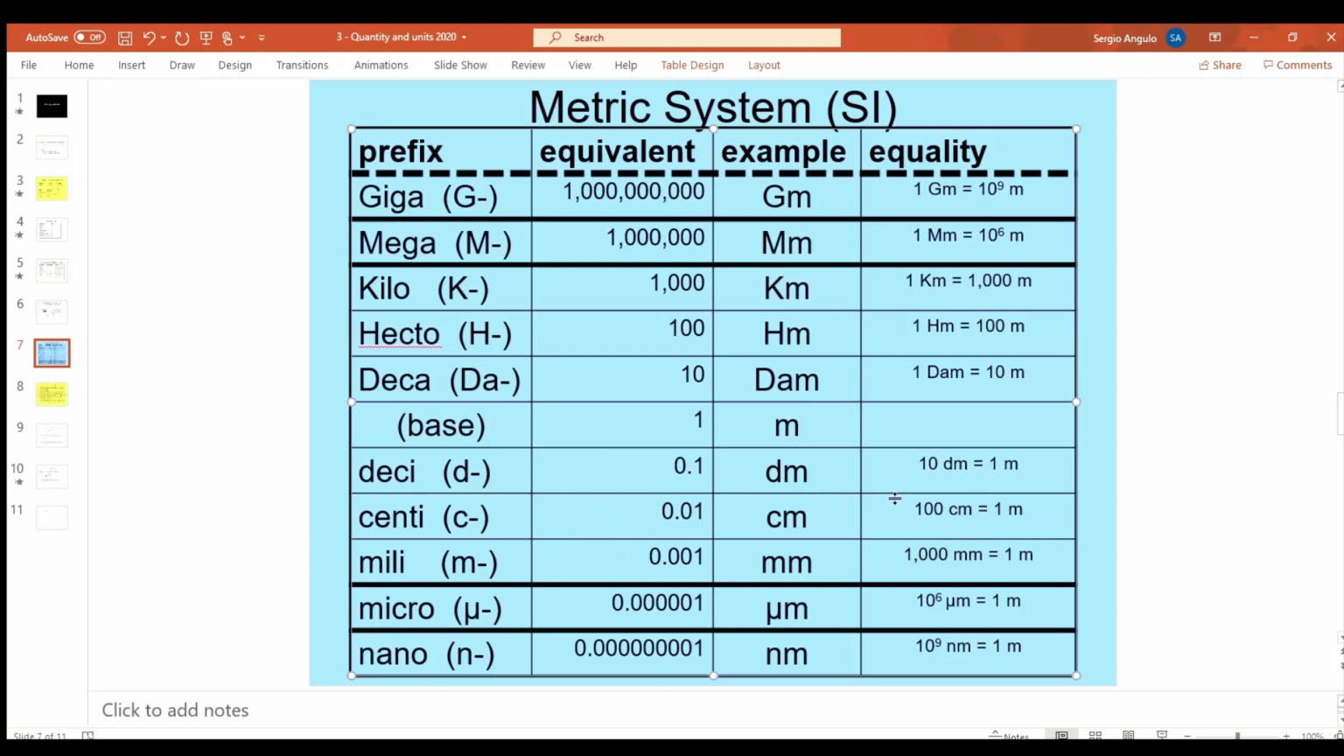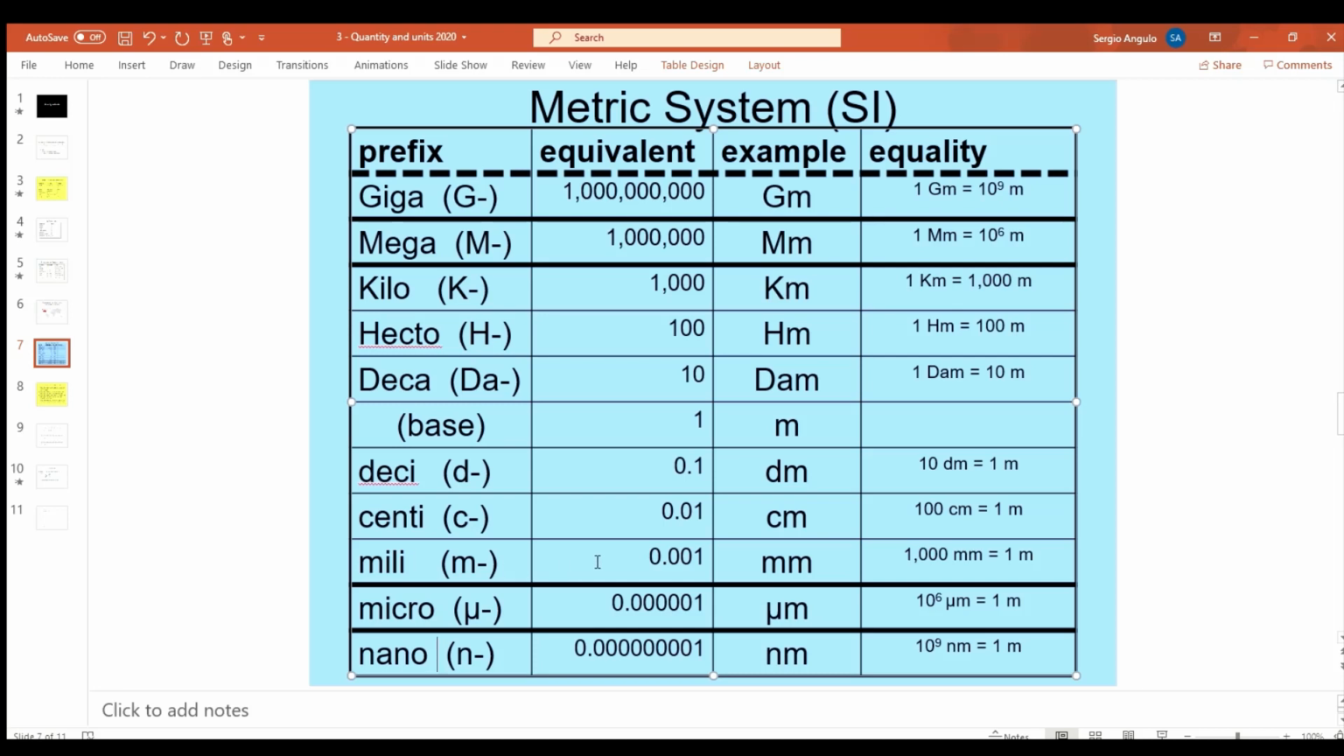Below the base unit are the smaller units. And when we talk about smaller units, we're talking about the prefixes deci, centi, milli, micro, and nano. So deci, when we went above the base unit, we got bigger by 10. As we go down below the base unit, we're going to get smaller by 10. We're actually going to go down tenth to tenths. So a decimeter is 1/10 of a meter. Similarly, a decigram is 1/10 of a gram.